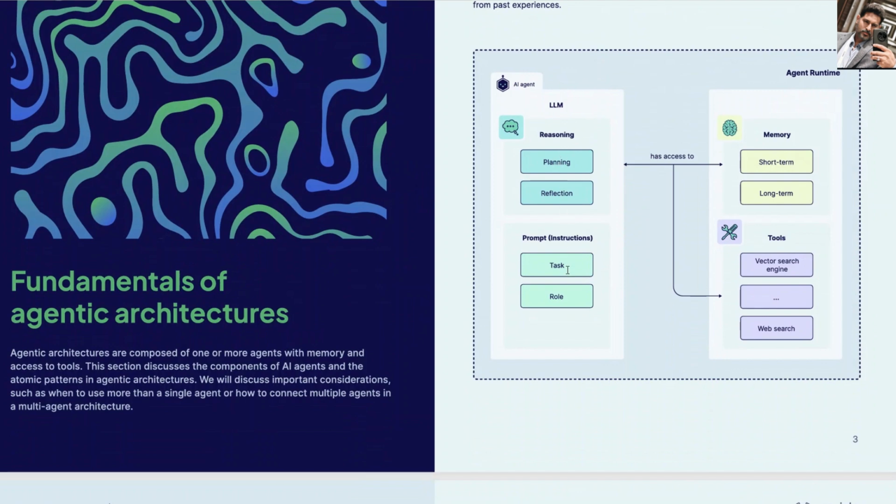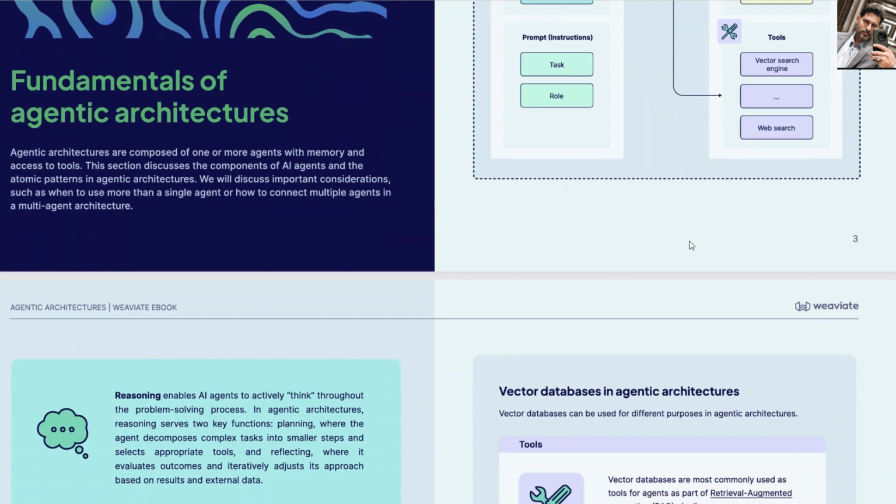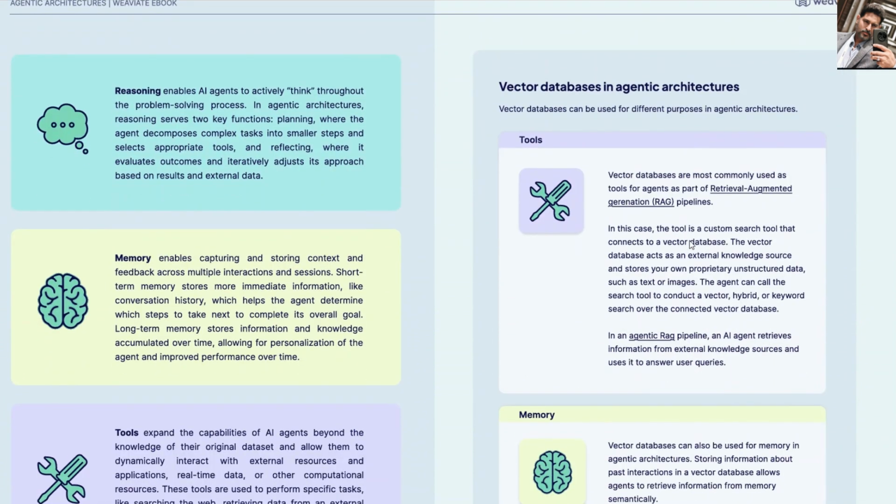Fundamentals of agentic architectures. First, let's talk about what makes an agentic architecture tick. At its core, an AI agent is powered by a large language model, LLM, with a defined role, like answering queries or retrieving data. But it's not just the LLM. Agents rely on three key components: reasoning, memory, and tools.